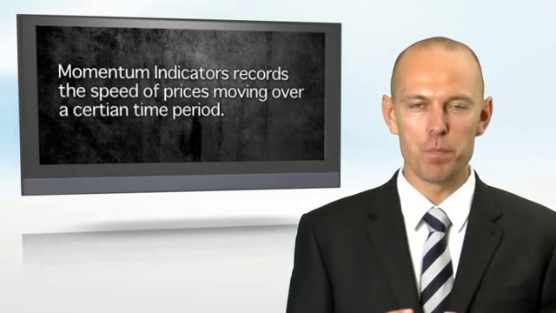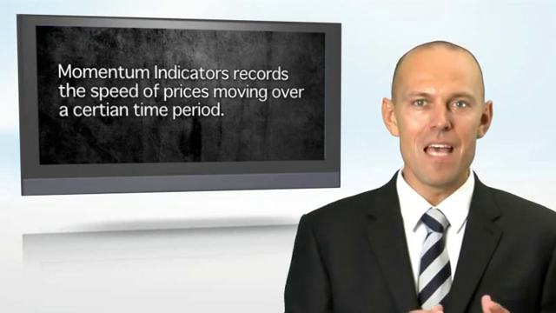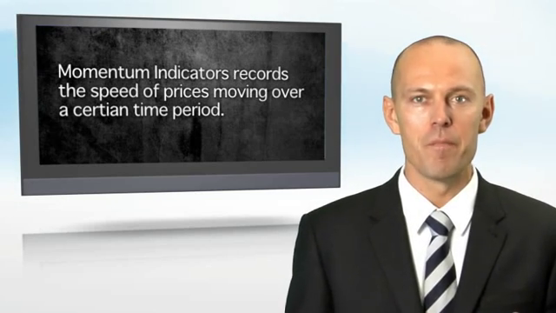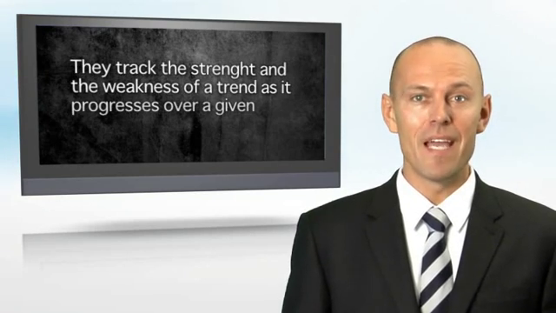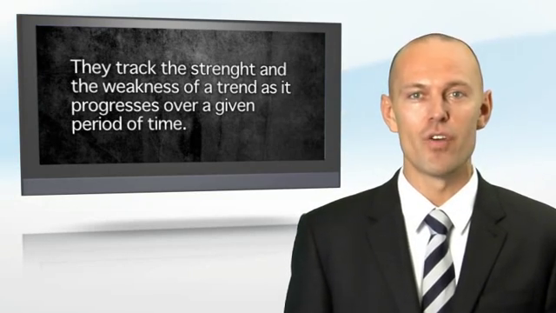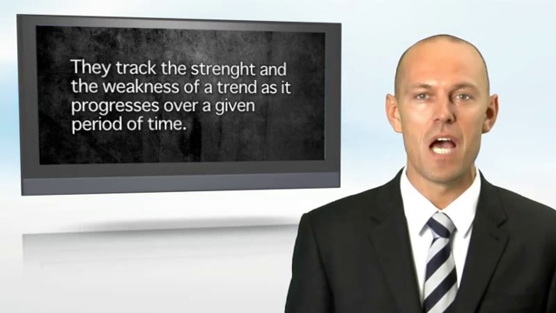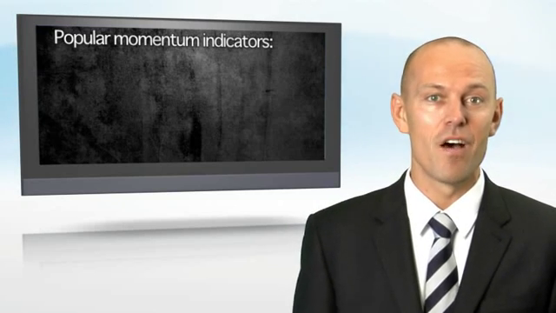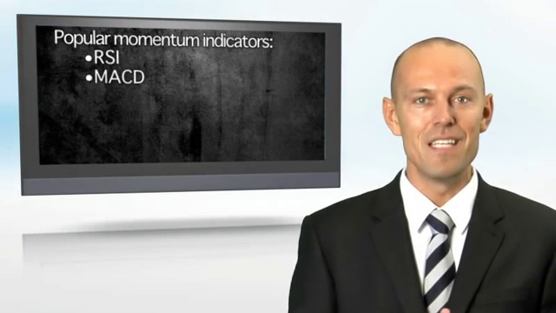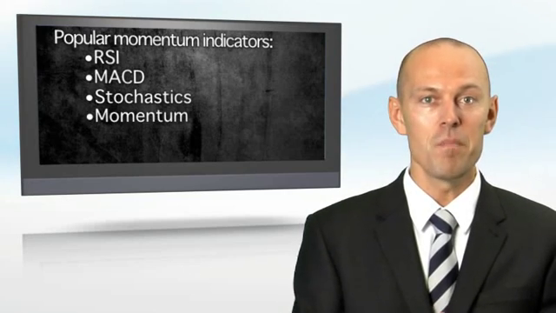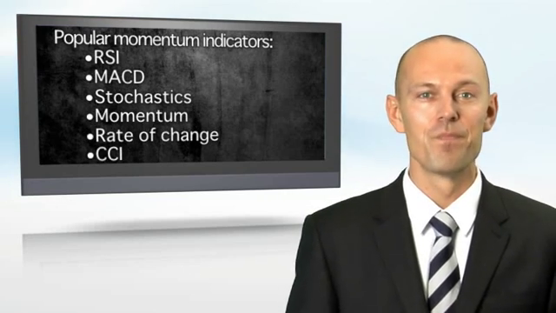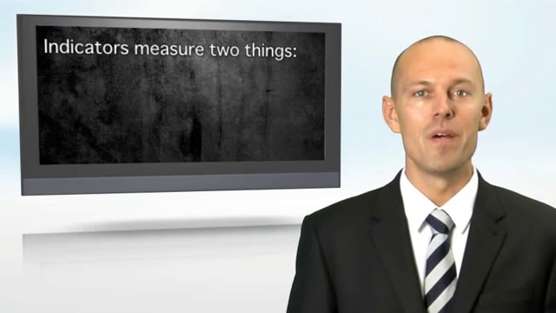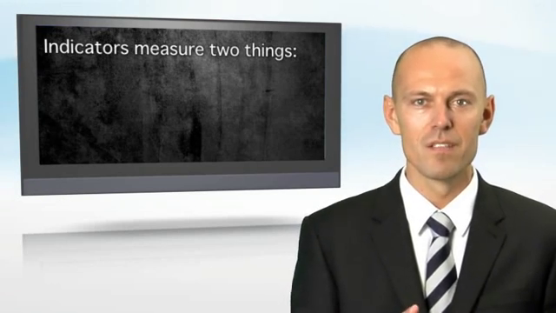Let's talk about momentum and momentum indicators. A momentum indicator records the speed of prices as they are moving over a certain time period. And at the same time, momentum indicators track the strength and the weakness of a trend as it progresses over a given time period. Some of the most popular momentum indicators are the RSI, the MACD, the stochastics, momentum, rate of change, and CCI. What these indicators have in common is that they attempt to measure two things.